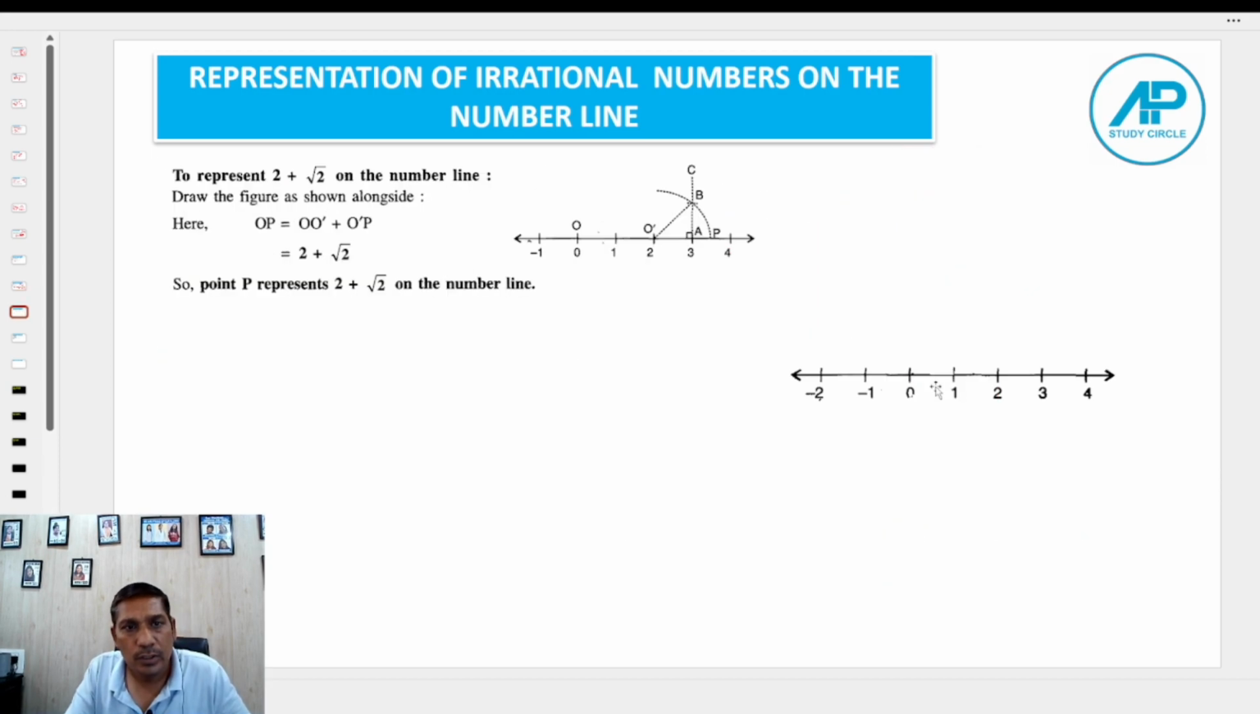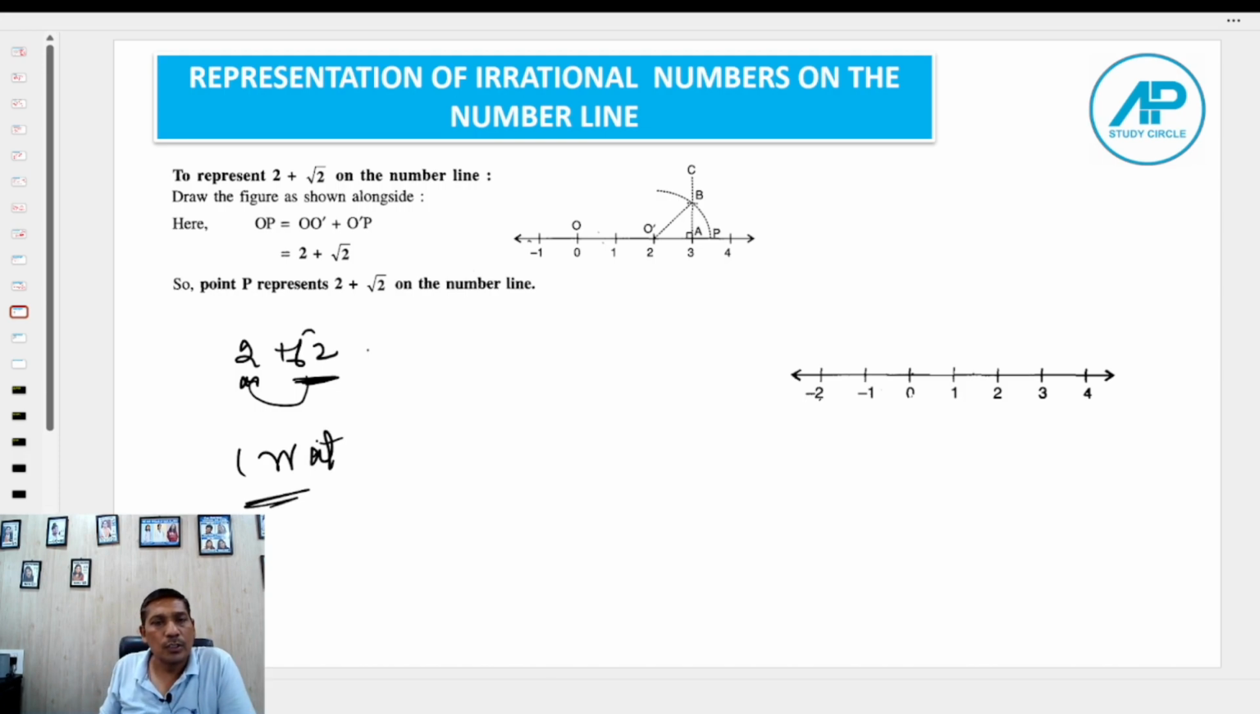I will show you a few more, like 2 plus √2. 2 plus √2 is also an irrational number, because when we add a rational number to an irrational number, that gives us an irrational number. So I am showing you here how to plot 2 plus √2 on a number line. It's a very simple extension of √2 only. So draw a number line, take 0 and 1, take 1 and 2. So I have covered 2 on the number line. From here, this point is O, and take this point as A.